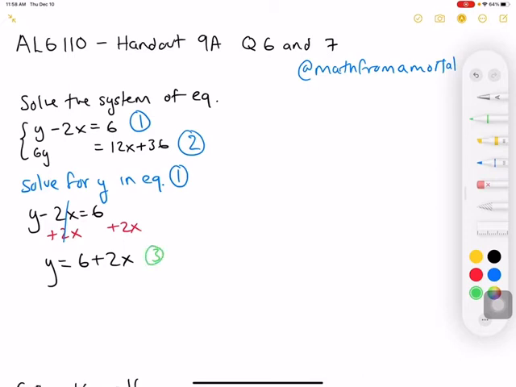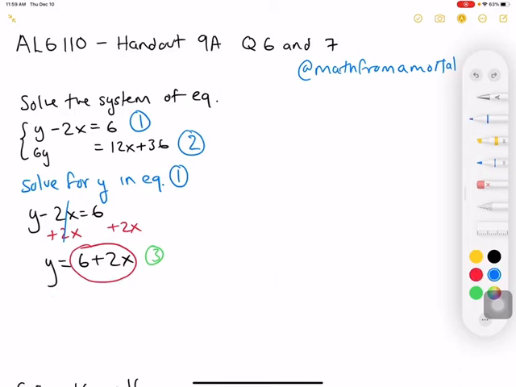The next step is I'm going to take this result of solving for y, and I'm going to substitute it into the other equation, not equation 1, but into equation 2. Okay, so instead of writing y, I'm going to substitute the y for that expression that I just found, right? Because this is what it says. y equals this new expression, 6 plus 2x. That means I can replace any y in the system for 6 plus 2x. Okay, so let's go ahead and do that.